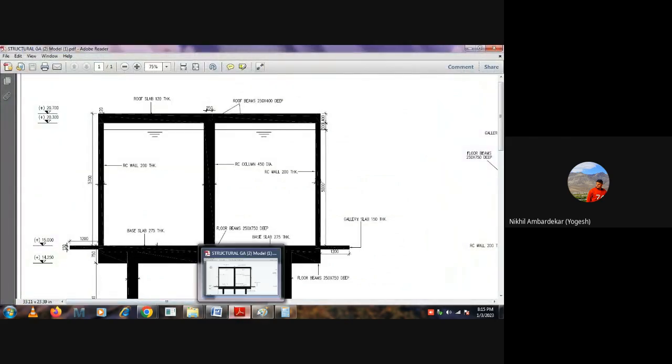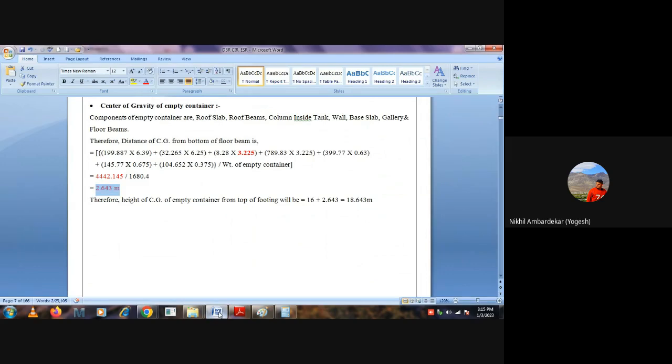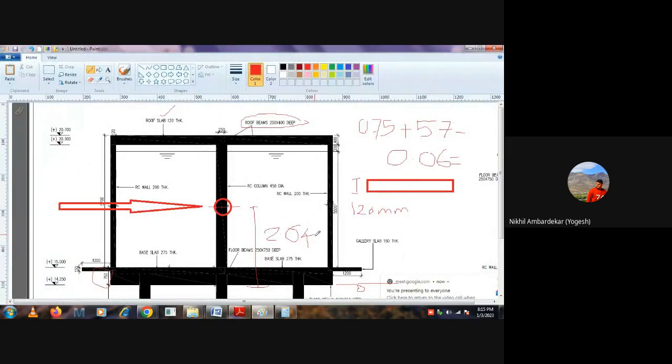Suppose this is my center of gravity, and this is where the earthquake force is acting. So this distance will be 2.643. Got it? Yes, sir. Okay.